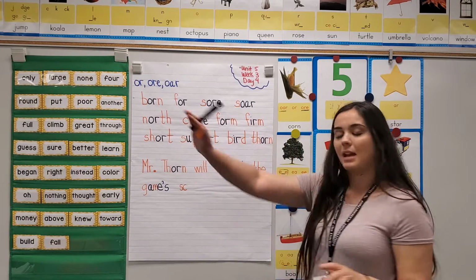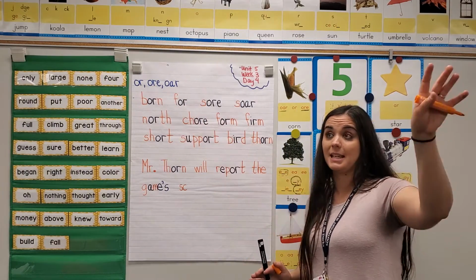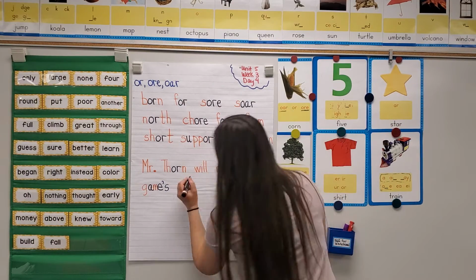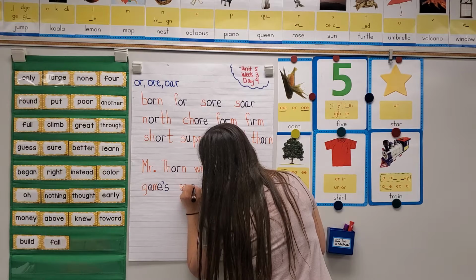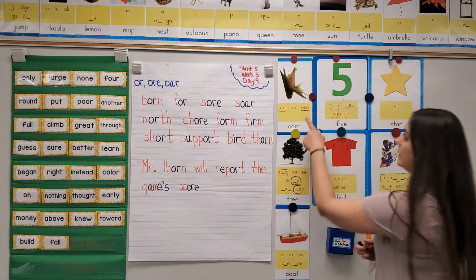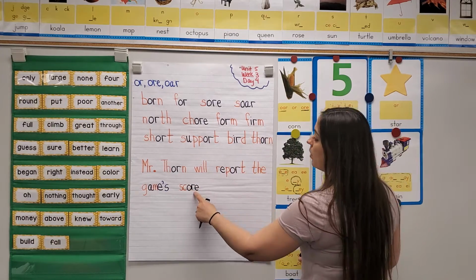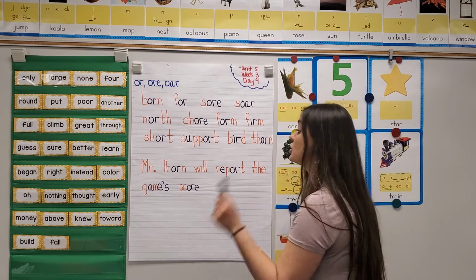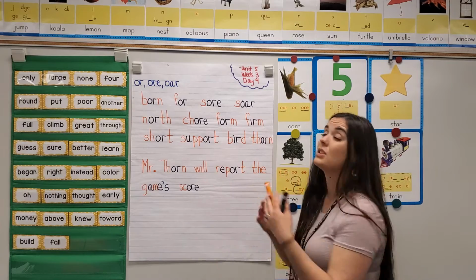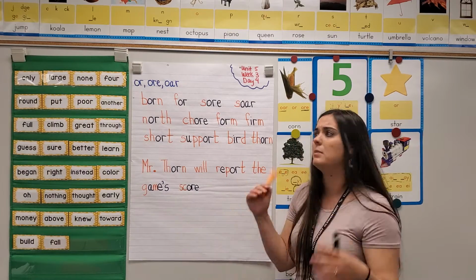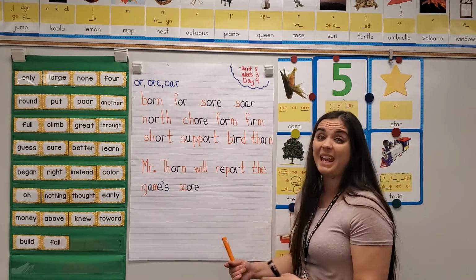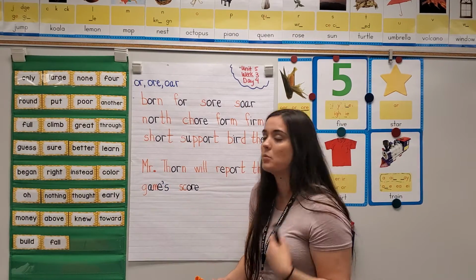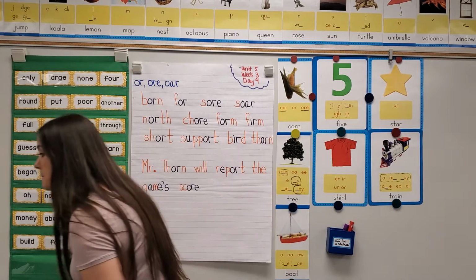S-C, ska. S says S. C says ka. S, ka, ska. And O-R-E, or, ska, or, score. So Mr. Thorn will report the game's score. That means whatever the score was for the game, like maybe it was 10-8, that would be the score for the game. Mr. Thorn is going to tell someone; he's going to report it.